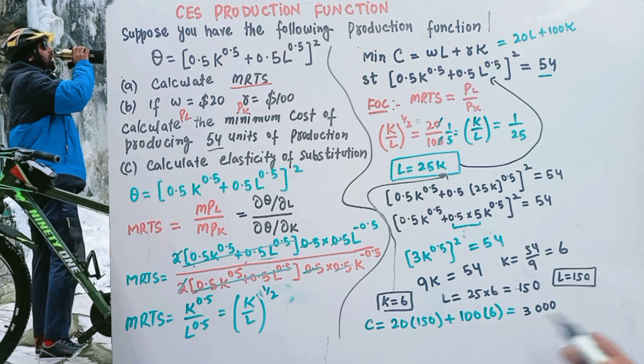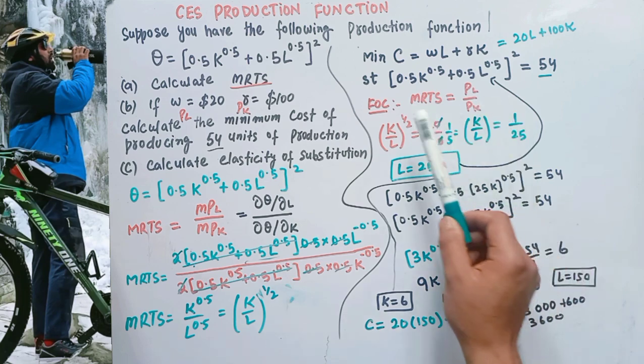So let us see, 100 into 6 is 600. So we get 3600 as the minimum cost of producing 54 units of output, given the wage rate is equal to $20 and rental rate of capital is equal to $100. Okay. What we have done, we have simply used the first order condition.